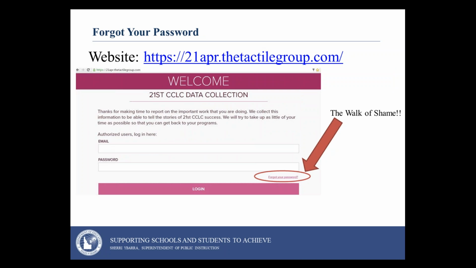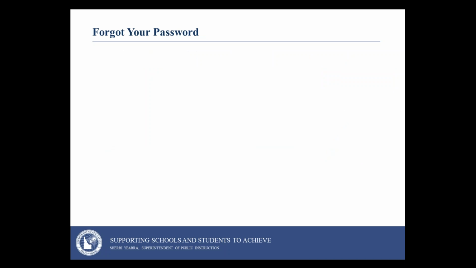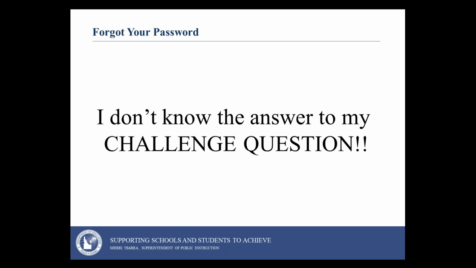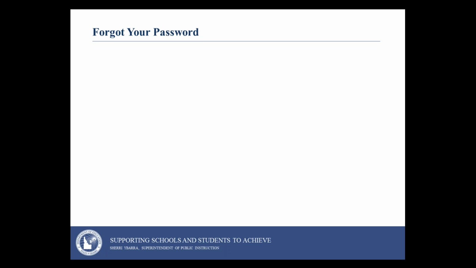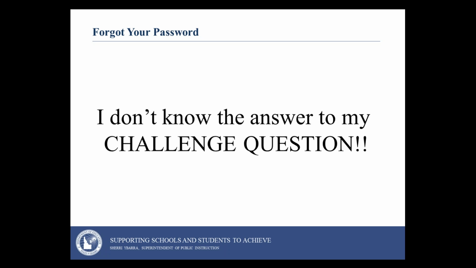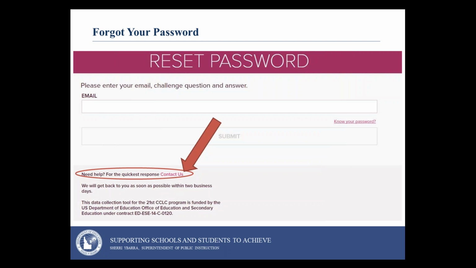Now, what happens if you forgot your password? Well, down at the bottom right, there's a button to click Forgot Your Password. So you take the walk of shame and click there. And when you click there, it'll bring up your challenge question. And what if you don't know the answer to your challenge question? Well, from there, you have to contact 21 APR Tactile Group. So it's out of my hands or out of the State Department of Education's hands to know your password. So you have to contact them directly via email or phone.